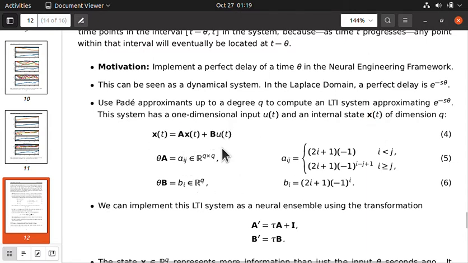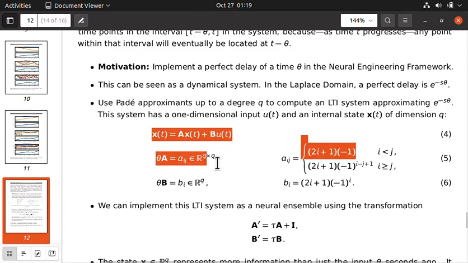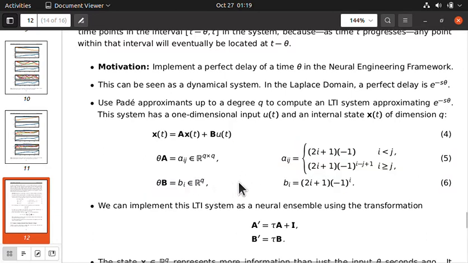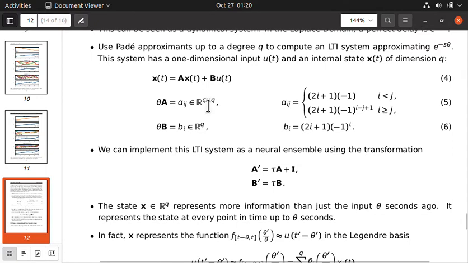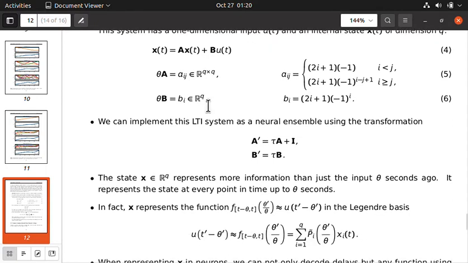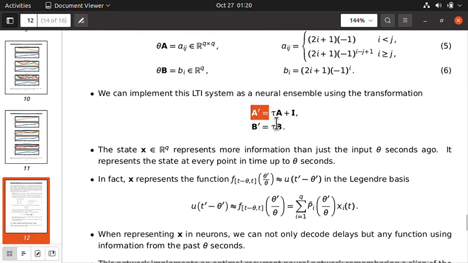I can go ahead and build that up. That gives me a differential equation, and that should be the differential equation that does the best job of encoding that delay. Because it's a differential equation, I can take it and do the same trick that we've just talked about in order to implement that in neurons.